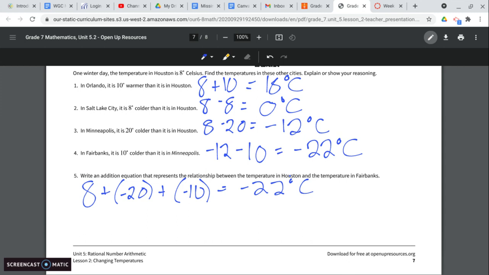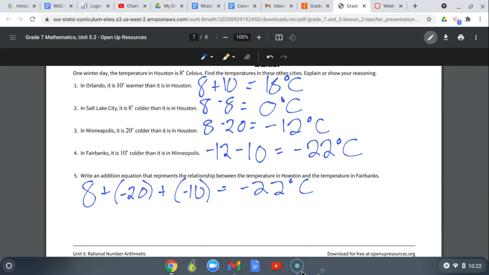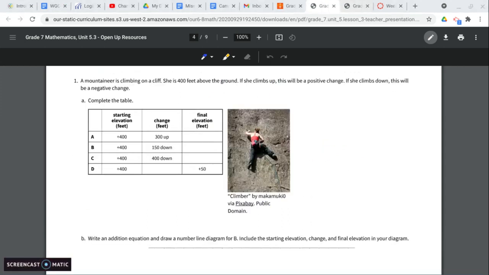Okay, so we are also going to look at Lesson 3 today. Lesson 3 is looking at changing elevation. So cliffs and caves. A mountaineer is climbing on a cliff. She is 400 feet above the ground. If she climbs up, this will be a positive change. If she climbs down, this will be a negative change. So she's at her starting elevation, 400, change in feet.